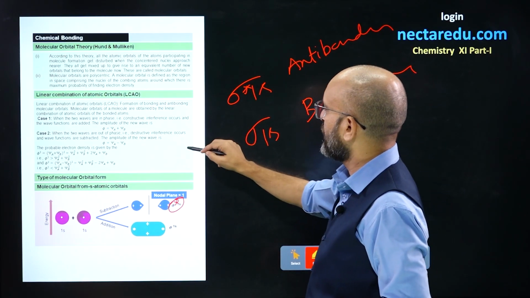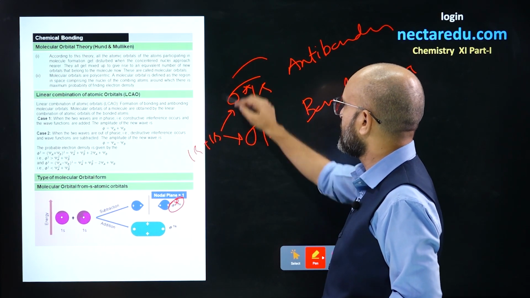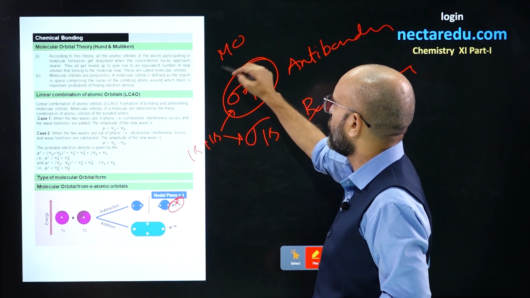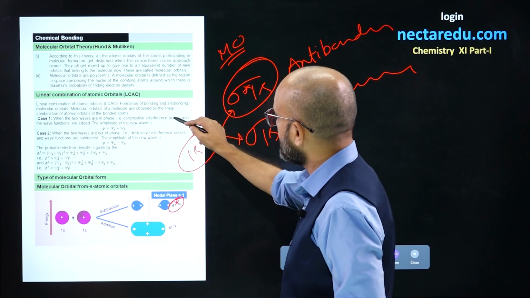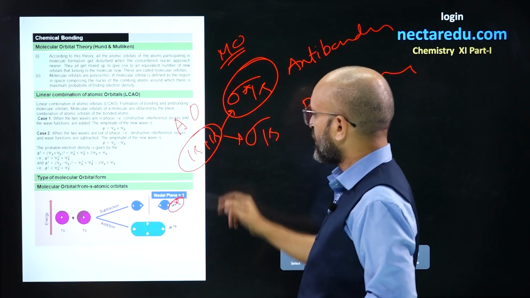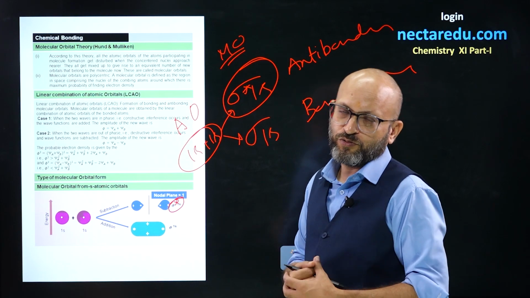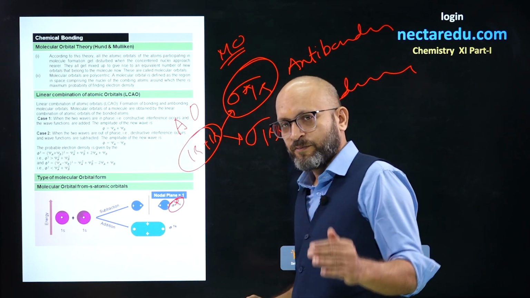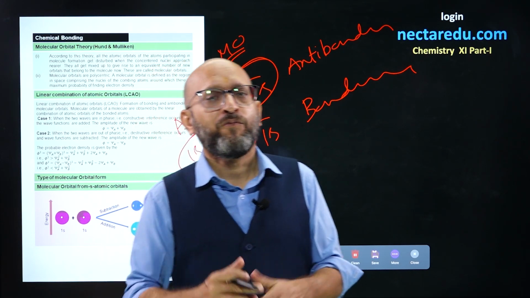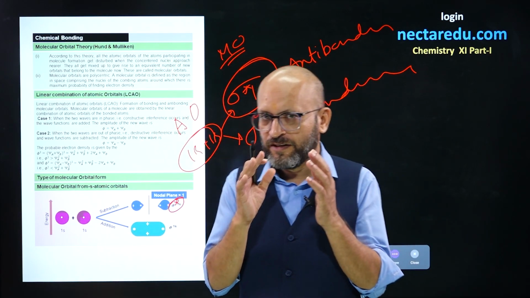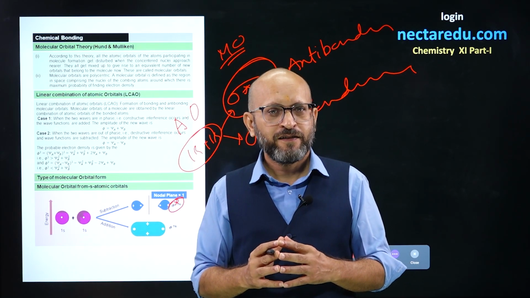So if 1s overlap is happening, 1s plus 1s, two types of orbitals are formed. These are molecular orbitals, right? So these two are atomic orbitals. Two atomic orbitals overlap to form molecular orbitals, which are also two in number: a low energy bonding molecular orbital and a high energy anti-bonding molecular orbital. The more electrons in the bonding molecular orbital, the more the stability. That's it.